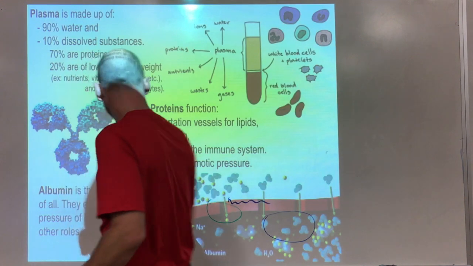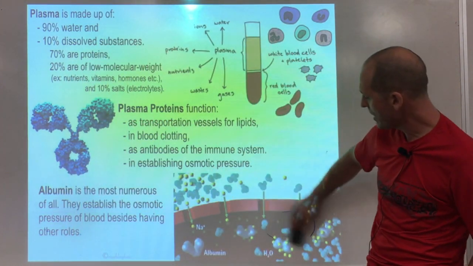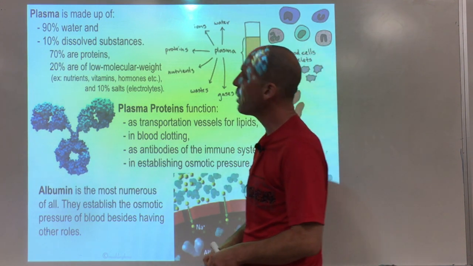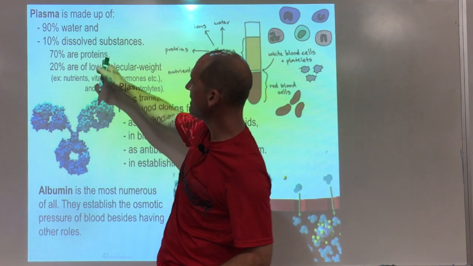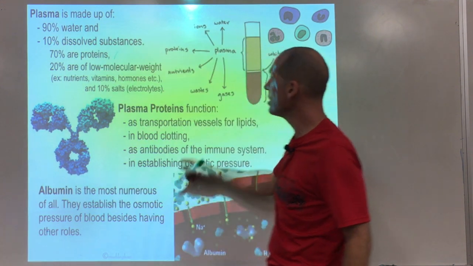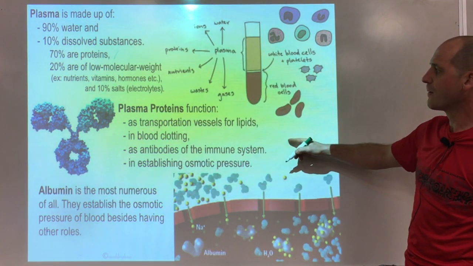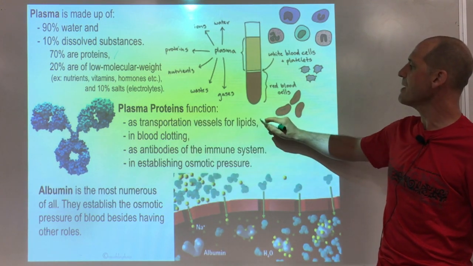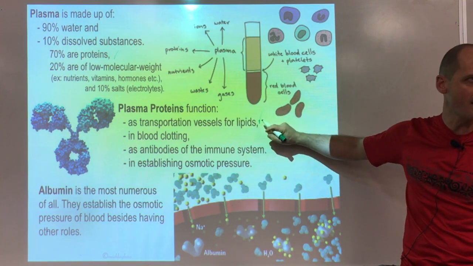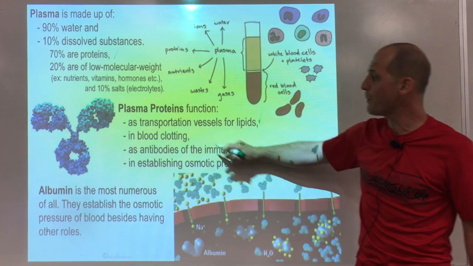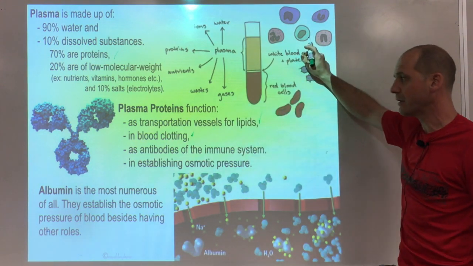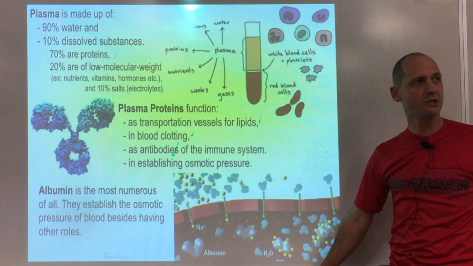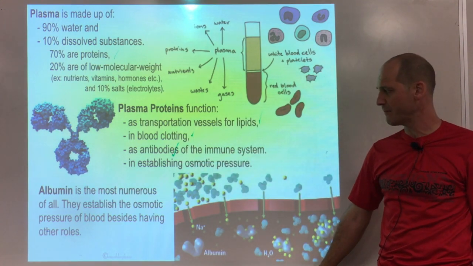What is in the plasma? Most of the plasma, 90%, is water. And then we got some dissolved substances, and most of them are proteins. 70% of them are proteins. When you look at what proteins do, proteins in the system are transporters for lipids. They create transport vehicles for lipids. That's your LDL, HDL, that kind of stuff. They help in the blood clotting. We just talked about that. They can be free-floating antibodies of the immune system. We briefly mentioned what that is so far.